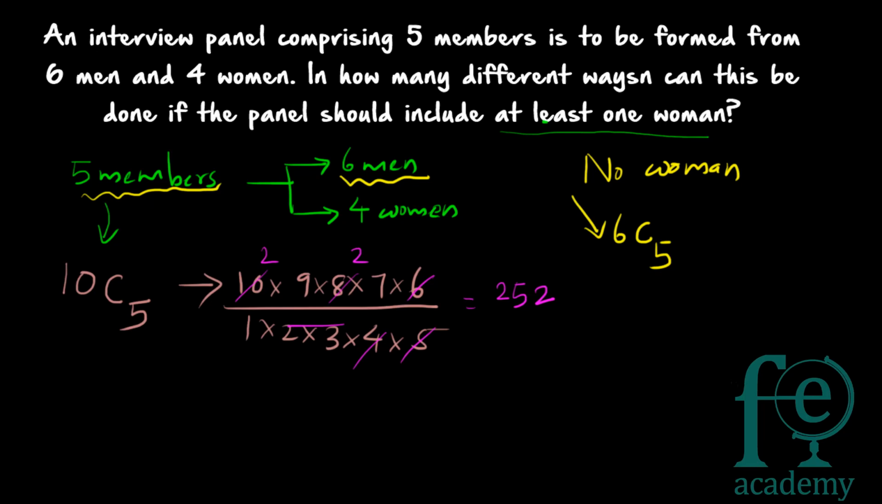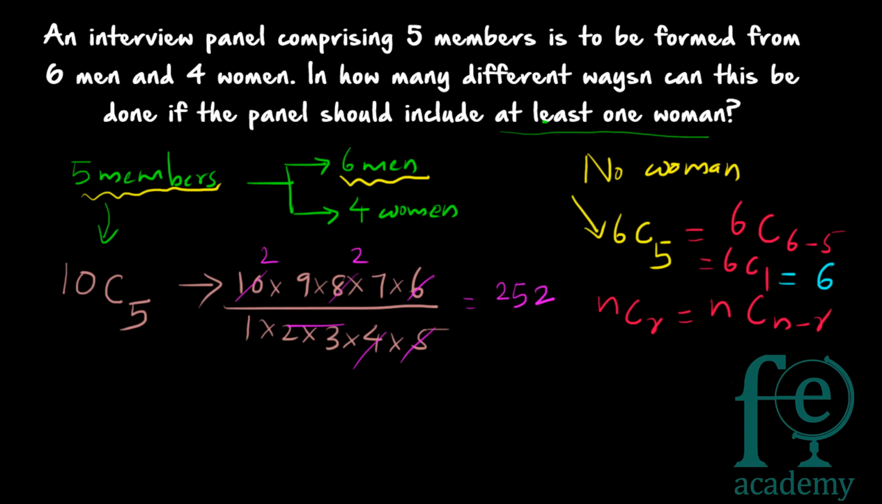So 6 C5 means what it will be equivalent to? You already know one formula. NCR is equal to NCN minus R. Both these are equivalent. Okay. So 6 C5 will be equal to 6 C 6 minus 5, which is equal to 6 C1. So 6 C5 is equal to 6 C1. Okay. So what you will be getting here? So here no woman means 6 C1 ways it can be done. That means 6 ways it can be done. 6 ways you can select 5 men to this interview panel.